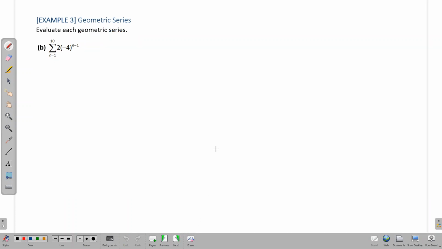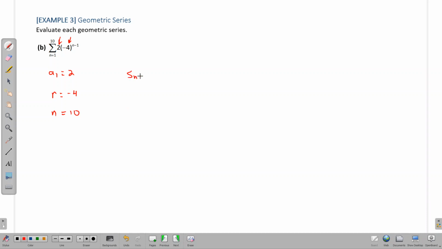Okay, let's try a second one of these. On this one, let's go straight to the values. We know a1 is 2. We know r is negative 4. Right? This is the a1, and this has to be the r. The thing that's raised to the power has to be the common ratio. We know n, the total number of terms that we're adding up, is 10 in this. It goes from 1 to 10.